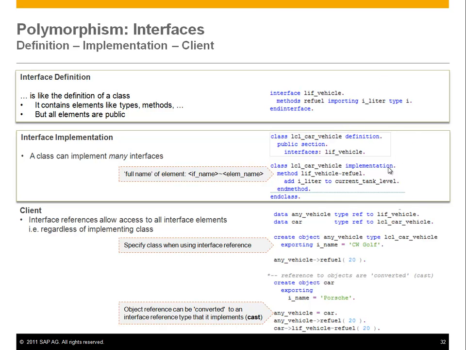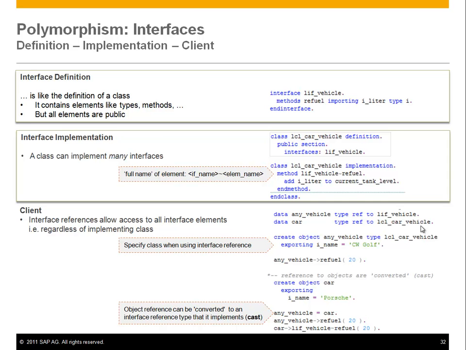You go down here to the client code, and we see that there is a data, any vehicle, type ref to LIF vehicle. So now we have a reference variable of type interface, and we have the car to, in the classical sense, that is the class reference, a reference to a class instance, to an object of type LCL car vehicle. So now we see the create object statement, and you could just write create object LCL car vehicle, and then you get a car. So a car instanced into this variable. Now you would create car, and then because you know that the type is LCL car vehicle, you get an instance of this class.